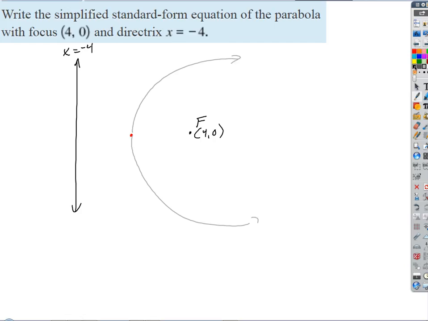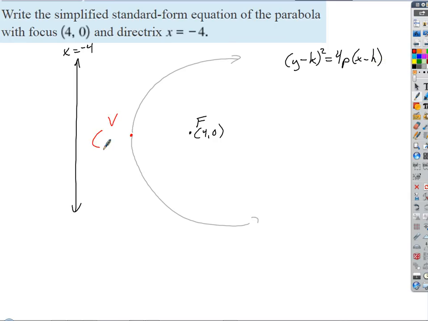And the standard form equation of a sideways parabola, remember, the variable that's being squared is going to be y. So it's going to be (y - k) squared equals 4p times (x - h). So I just need to know the values of h and k, which are the coordinates of the vertex, and then the value of p, which is the length of the arrow pointing from the vertex to the focus. Okay, so first of all, what are the coordinates of the vertex going to be?